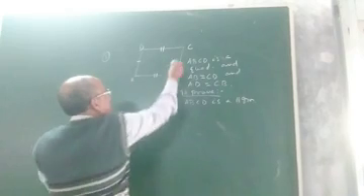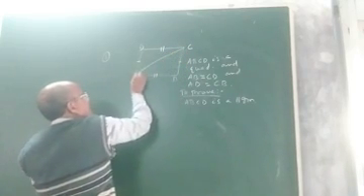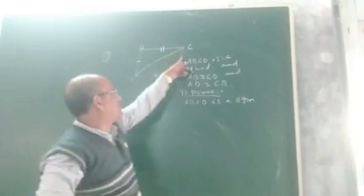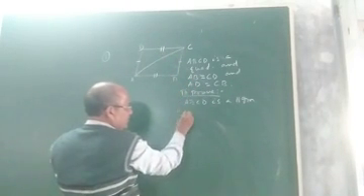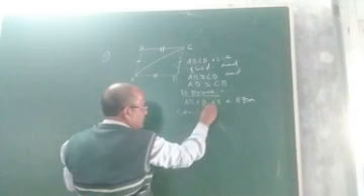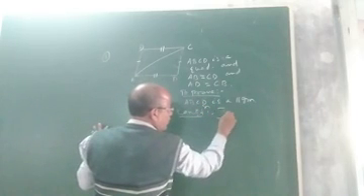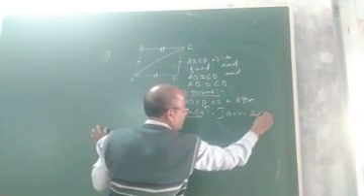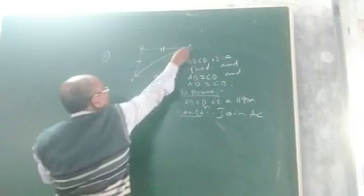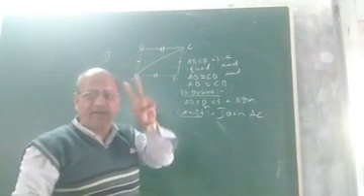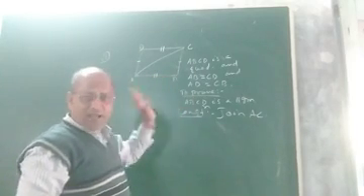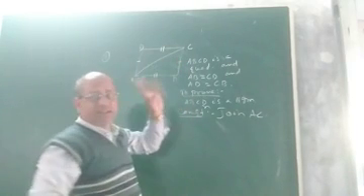For that, we need some construction. Join any one diagonal, either the diagonal AC or the diagonal BD. Suppose we join diagonal AC; this will be the construction. Now look, when we join diagonal AC, the quadrilateral ABCD has been divided into two triangles, ABC and CDA.